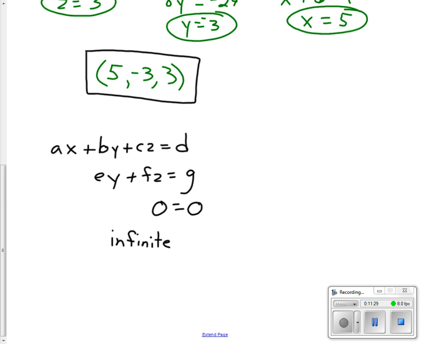And I'll show you on Friday a way to write an ordered triple which represents all those infinite solutions. On the other hand, if you wind up getting something with your last equation like 0 equals 5, then that tells you that there's no solution to this system.